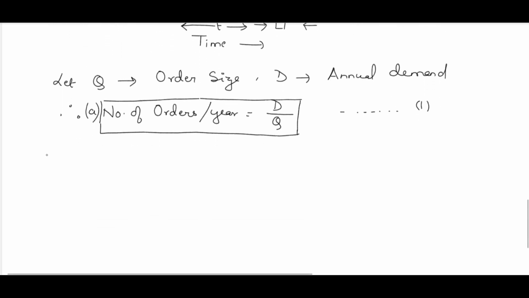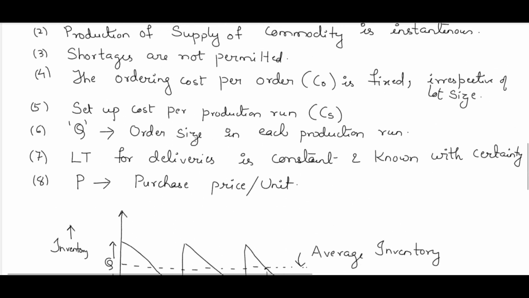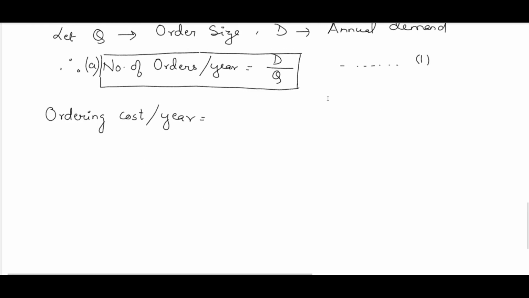Then ordering cost per year. What is ordering cost per order? You can see that ordering cost per order is your CO. I've told you ordering cost per order is CO, and for number of orders D by Q it will be D by Q into CO. This is the total ordering cost annually. Okay. So let's say this is equation number 2.